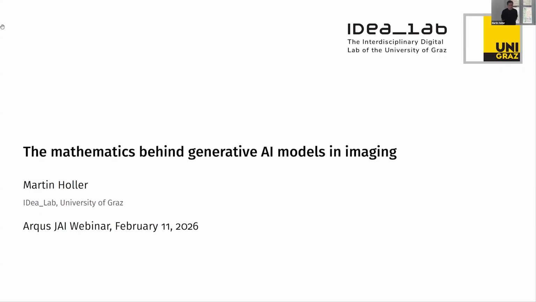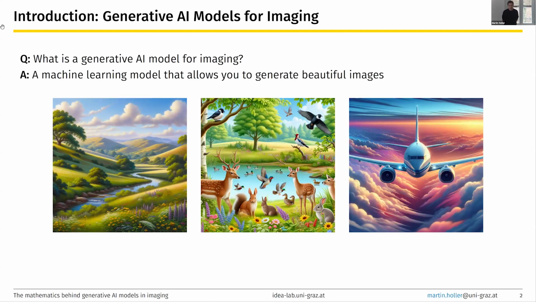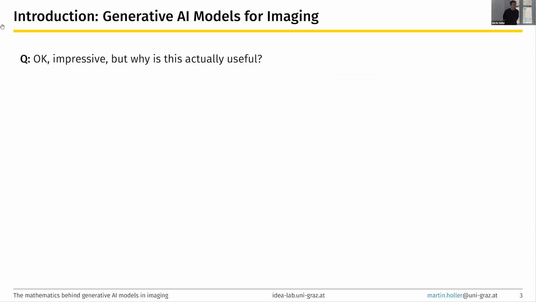Okay, so before we dive deeper into the talk, let me start with a short and basic introduction to the topic. So what actually is a generative AI model in imaging? And the simple answer would be, well, it's a machine learning model that allows you to create beautiful images, right? So you can prompt it and you get all kinds of images. Well, then the question would be, okay, this is very nice, but why is this actually useful? I mean, this is not an everyday task that I have, that I want to create some images.